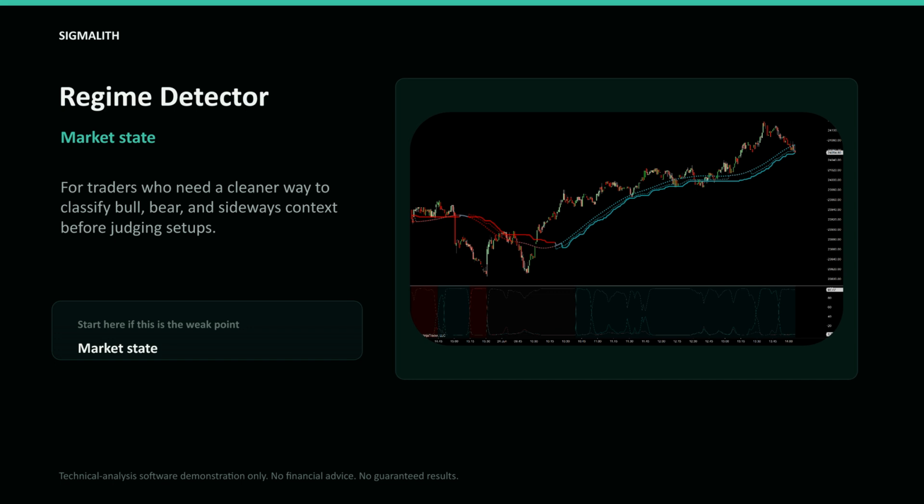Regime detector is designed to help organize bull, bear, and sideways probability context. It is the broadest context layer in the Sigmalith workflow. It does not tell you what to buy or sell. It does not make the trade decision. It helps you frame the environment before you judge the next layer. If you often feel like your strategy behaves very differently across market conditions, but you do not have a clean way to classify those conditions, regime detector may be the first indicator to review.